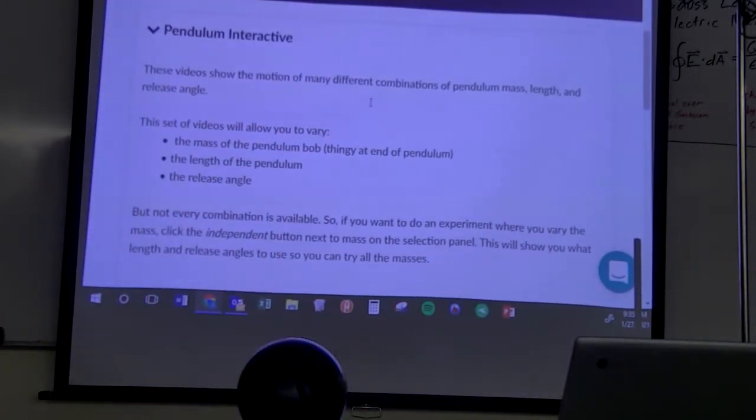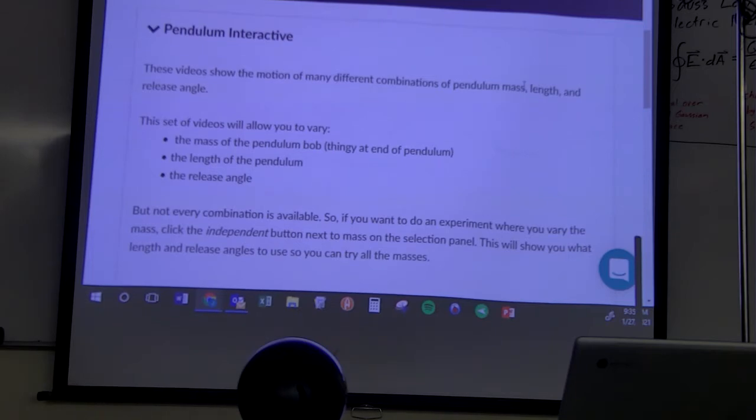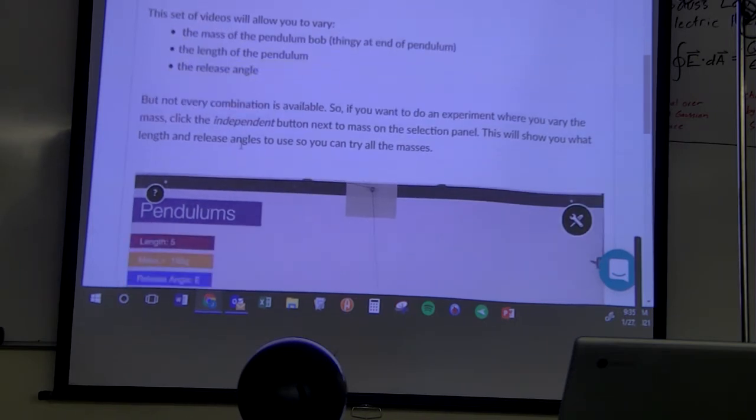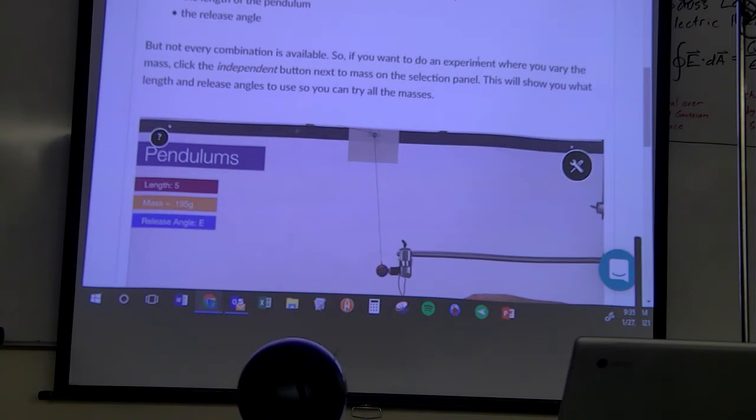So these videos show the motion of many different combinations of pendulum mass, length, and release angle. The set of videos will allow you to vary the mass of the pendulum bob, sometimes called the plumb bob, the length of the pendulum, and the release angle. But not every combination is available, so if you want to do an experiment where you vary the mass, click the independent button next to mass on the selection panel. I'll show you what that looks like in a second. This will show you what length and release angles to use so you can try all the masses.